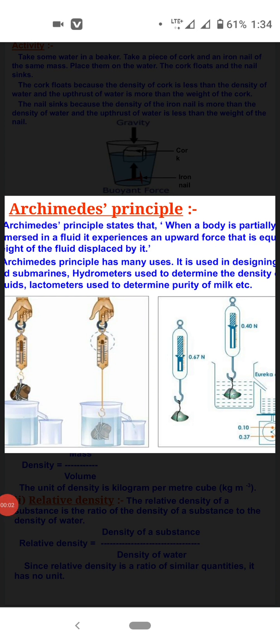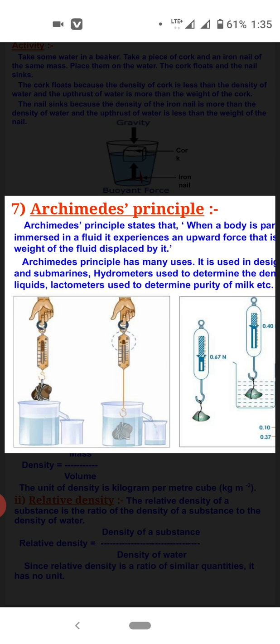Good morning, students. Today we will discuss the Archimedes principle. It is also based on the buoyant force or upthrust. To understand Archimedes principle, first discuss one activity.